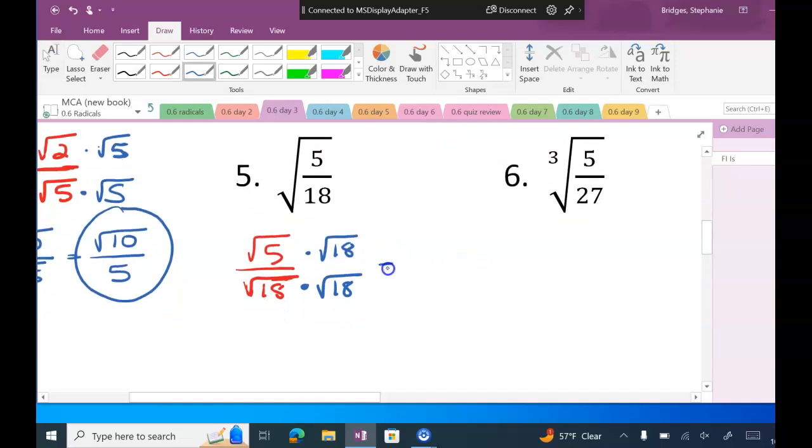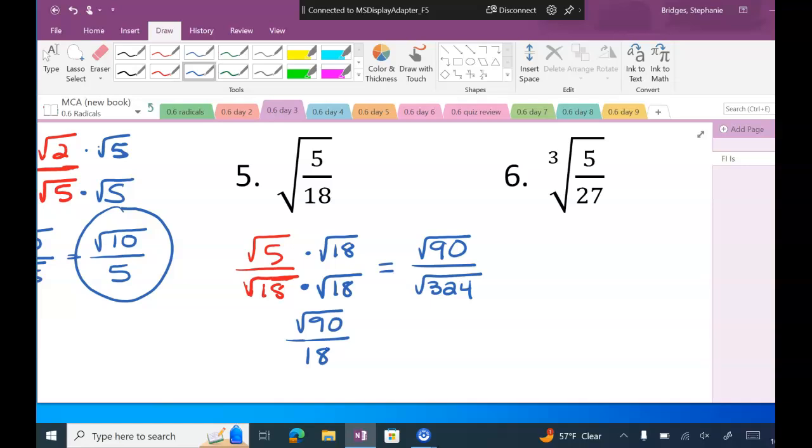So at the top, that's going to give me the square root of 90. At the bottom, that is the square root of 324. So we get the square root of 90 over 18. Okay, and I had a couple people leave it like that, and I said just make sure you continue to try to simplify. 90 is not a perfect square. So what I want to do is look at my square list and find a perfect square that might divide into it.